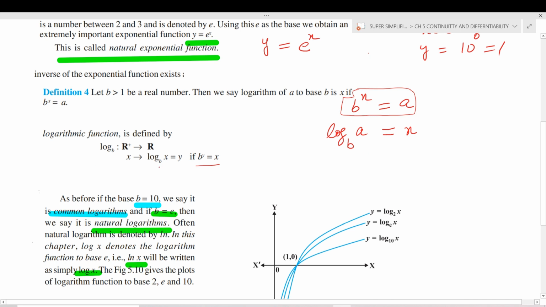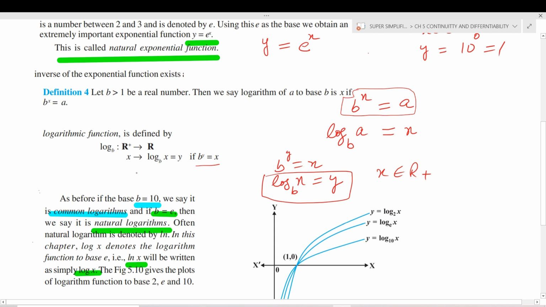Now we define the logarithm function. If you have b raised to the power y is x, then we say log to the base b of x is y. And this is the logarithmic function. The logarithmic function, as you can see, is defined from the set of positive real numbers to the set of real numbers. Why? Because this x is always going to take only positive values. As you can see, x is b raised to the power y. Whatever value you give to y, negative, positive or 0, the value of x is always going to be positive.